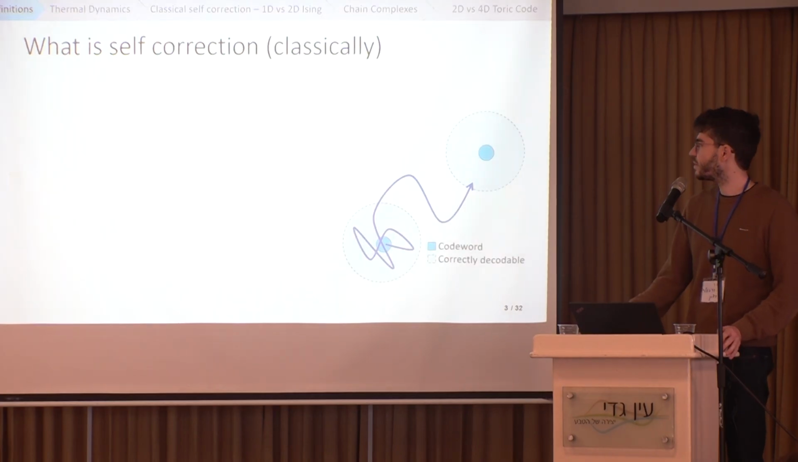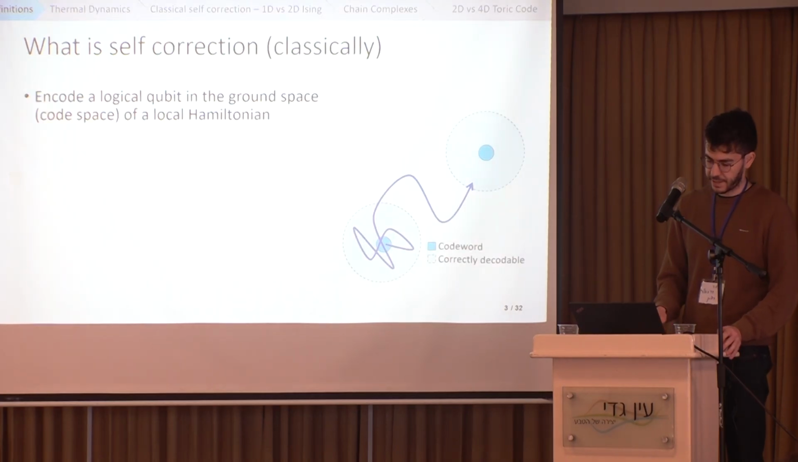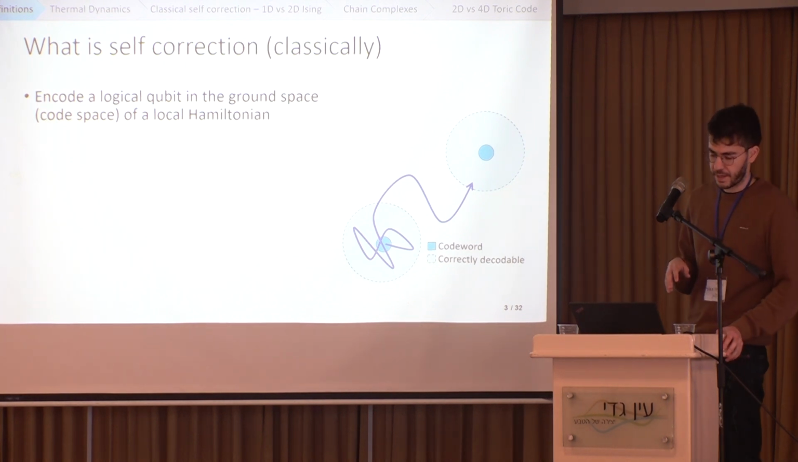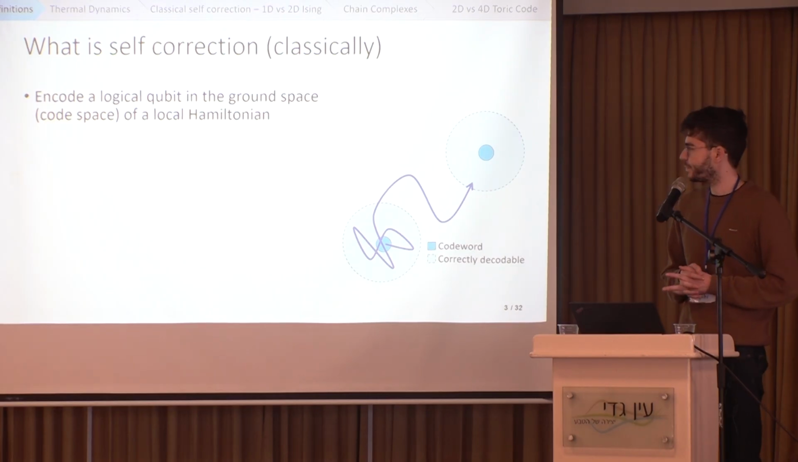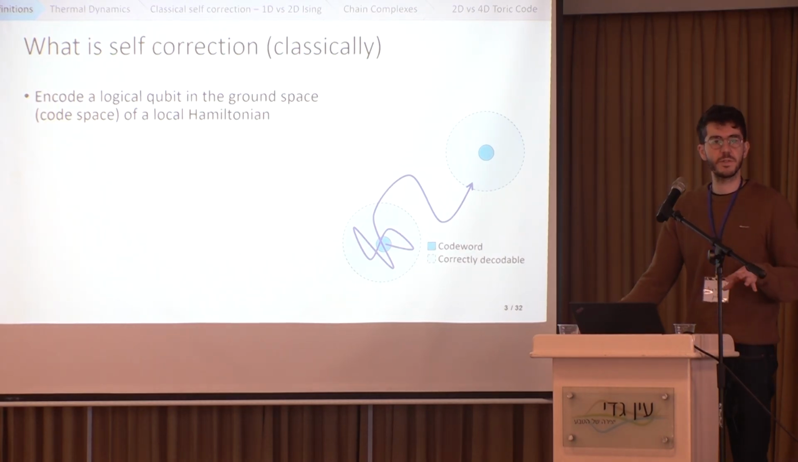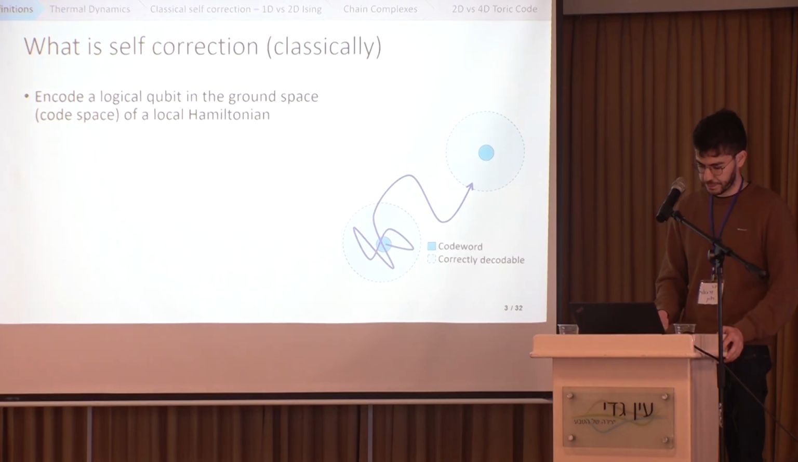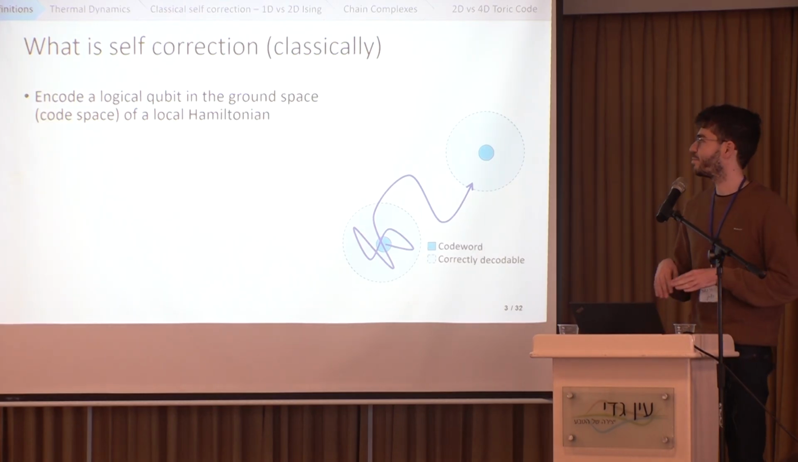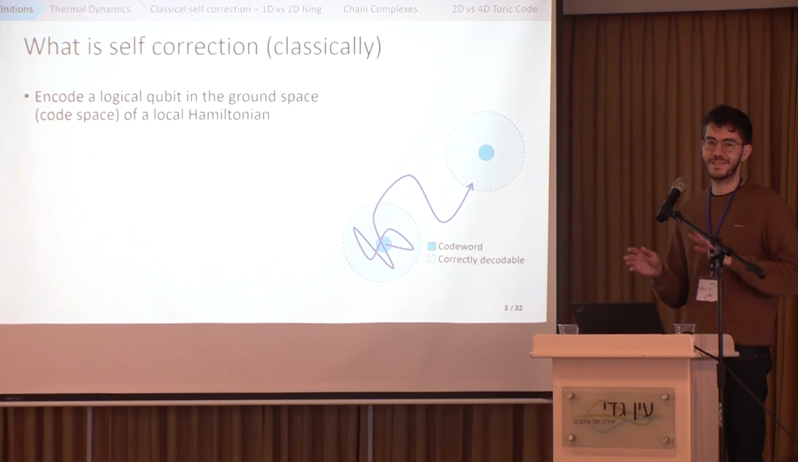So what is self-correction classically? We have a system with different configurations, and we encode a logical qubit on the ground space of the system, which is described by a Hamiltonian, a classical bit. Now, everything will be classical. When we move to the quantum case, I will say it explicitly.